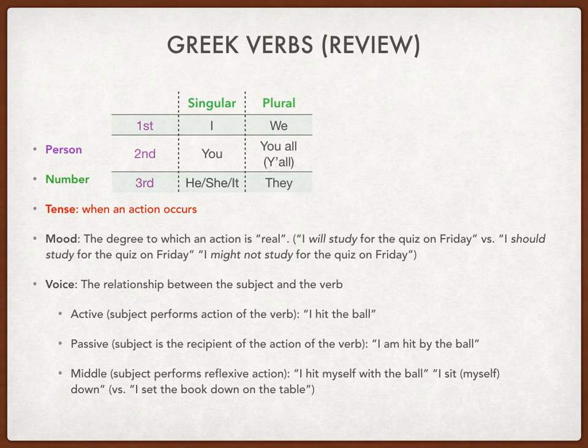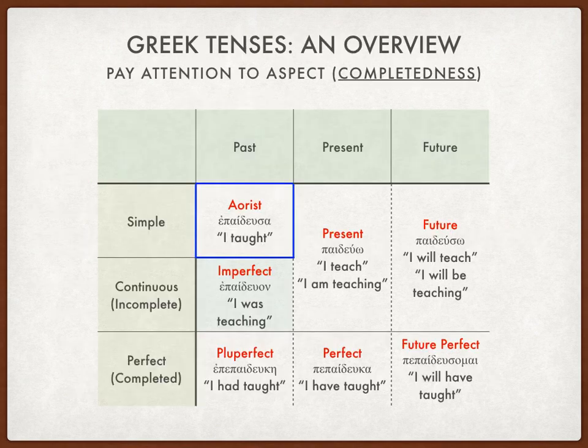Tense, talking about when an action occurs, we've looked at that before. Mood describes the degree to which an action is real. And voice, whether it's active or middle, and eventually we will learn passive forms in Greek. So those are the 5 pieces of information to remember: person, number, tense, mood, and voice.